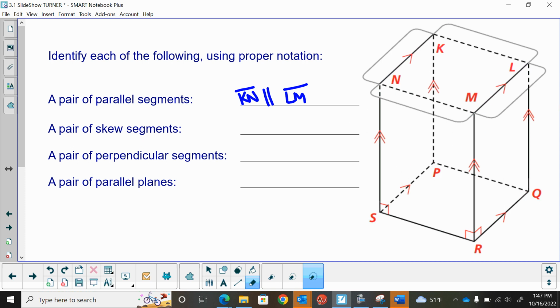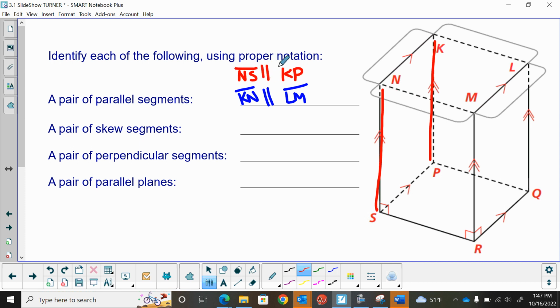We could say that, oops, let me get my pen. We could use NS here, and then look to see another segment that has the double arrow. So we actually have 3 to choose from. So how about, let's say, KP? So that would be another pair that we could go with. So NS parallel to KP. Okay, so there's lots of different pairs of parallel segments you could choose.